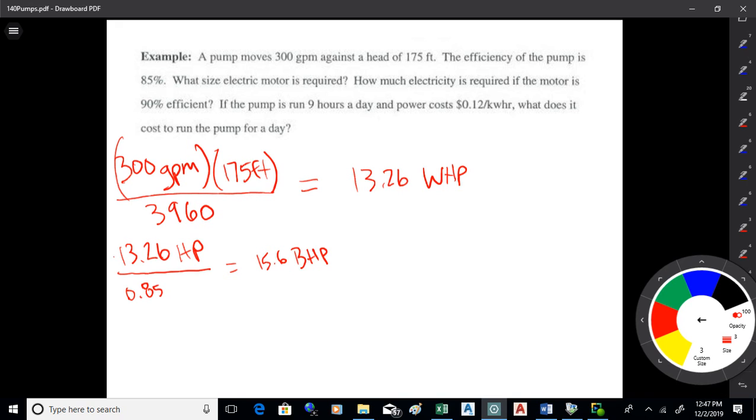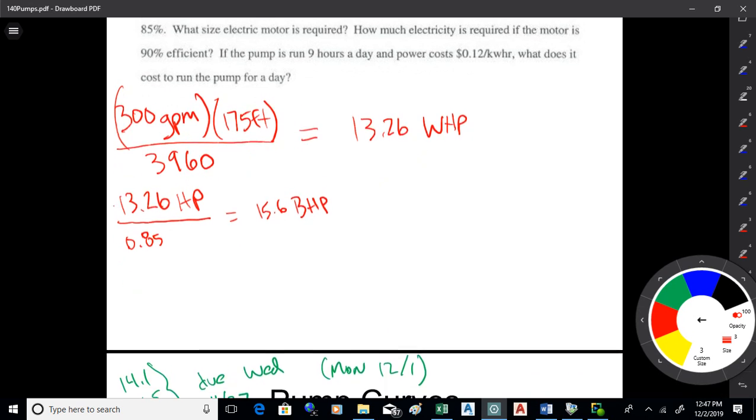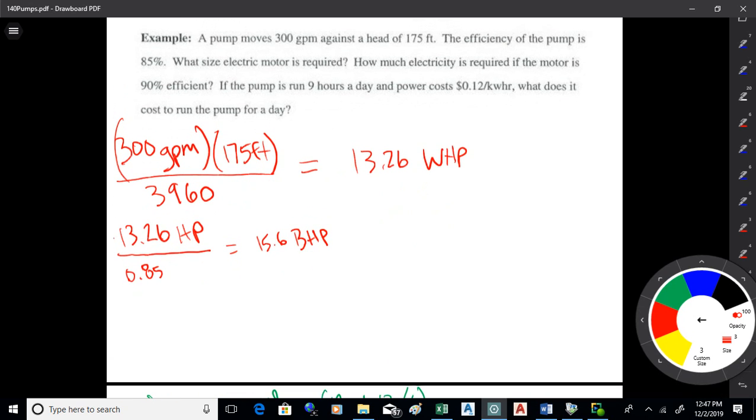Okay. You okay with that? So if I have an 85% efficient pump, I have to deliver 15.6 horsepower to the inlet of that pump, so I get what I need, which is 13.26 out. Okay.